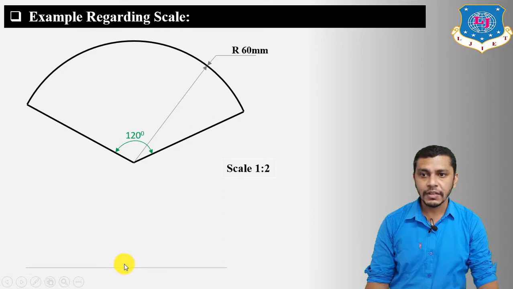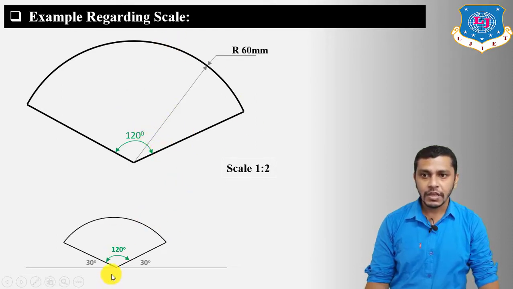So first of all, draw the angle of 120 degrees, which is going to remain as it is. Now we have to change the radius of the object from 60 to 30. So the drawing radius of this figure will be 30 mm. So draw the arc having radius equal to 30 mm, since we have just applied the scale 1:2.